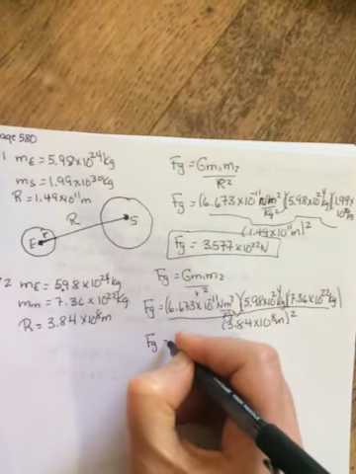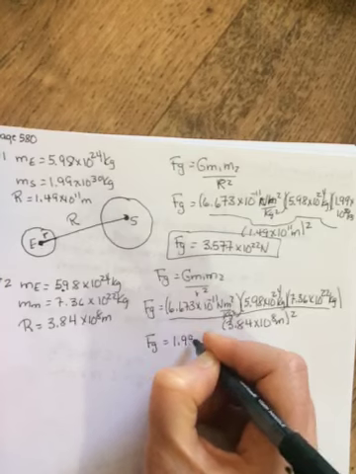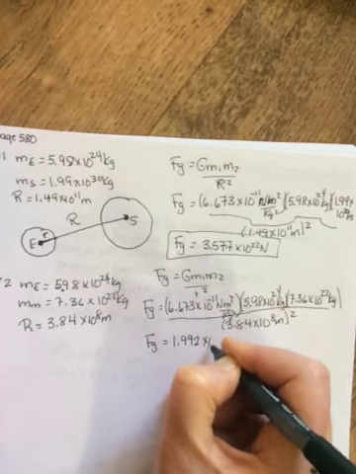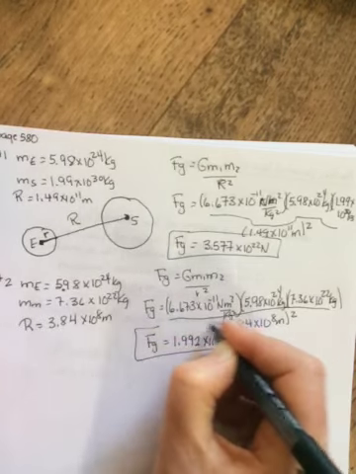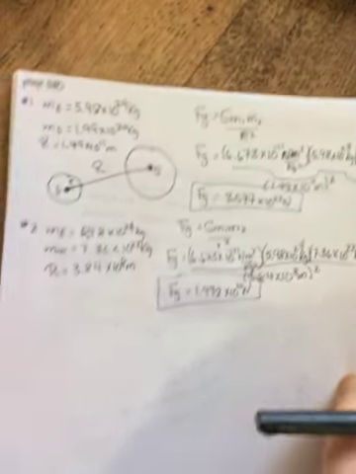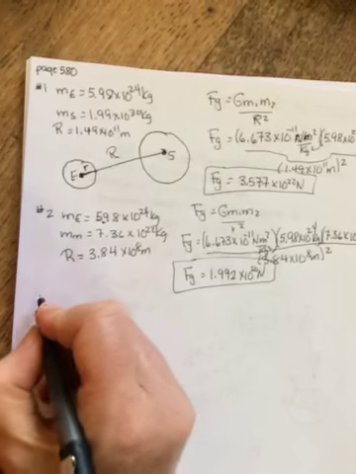And when you do this, you should get 1.992 times 10 to the 20th newtons for the gravitational force of attraction between the moon and the Earth.